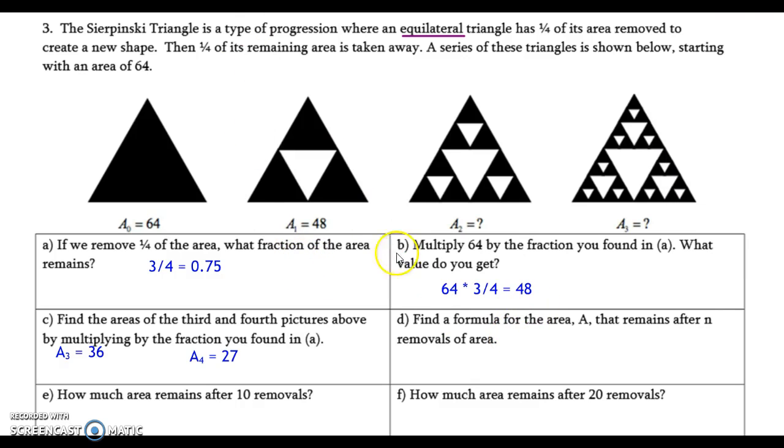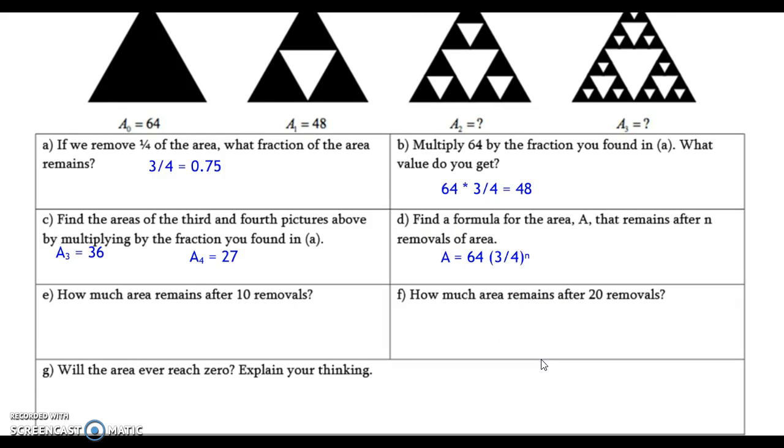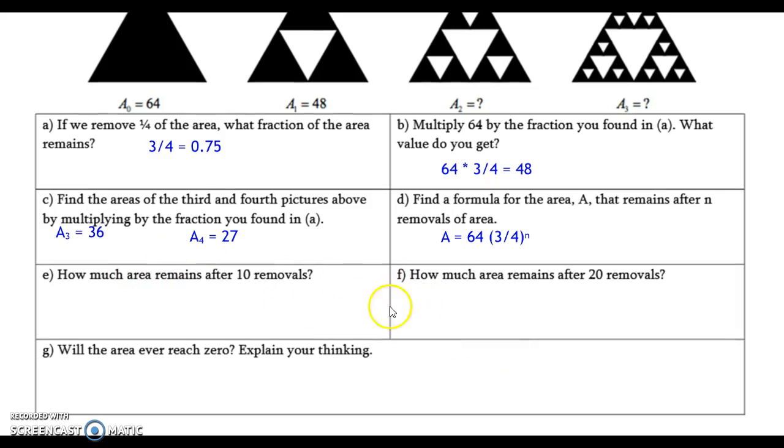We know that our starting value is 64, so we can start with A is equal to 64. We know that our common ratio, the thing that I'm multiplying by every single time, was told to us back here is 3/4. So I'm going to put 3/4 into the formula's parentheses. That's for letter B, the common ratio. Next, I'm going to use an exponent. And the exponent is not x in this case, but n, because n is the number of removals of area. That's your exponential equation. Try letter E and F.